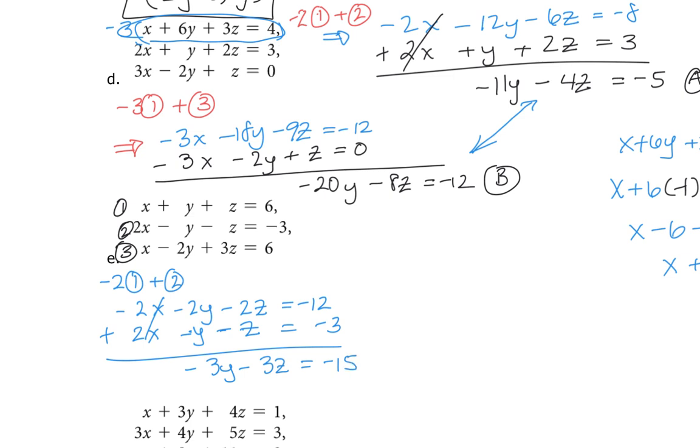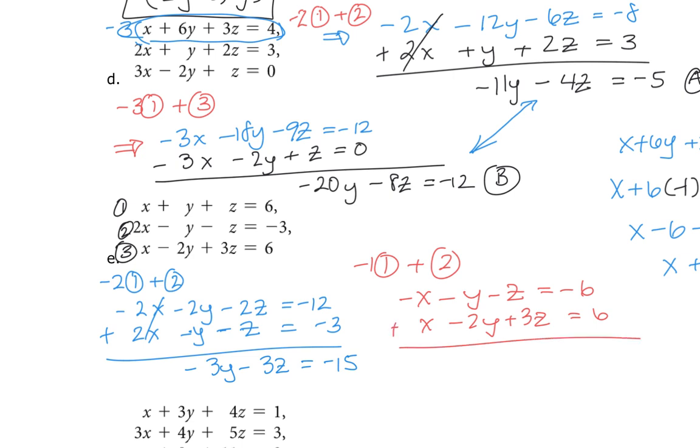I'm going to do a negative 1 times equation 1 plus equation 3. And so I have negative x minus y minus z is equal to negative 6. And my equation 3 is x minus 2y plus 3z is equal to 6. I'm going to add these two together. That eliminates. I get negative 3y plus 2z is equal to 0.